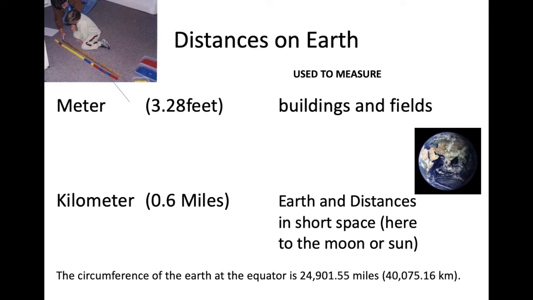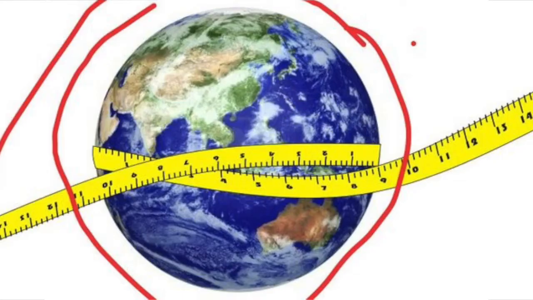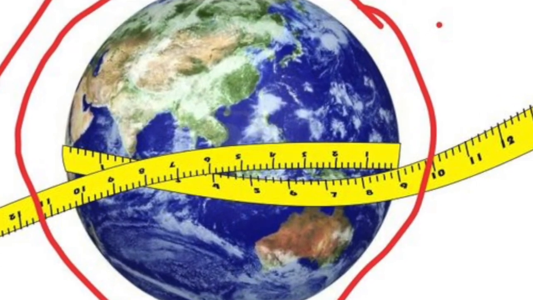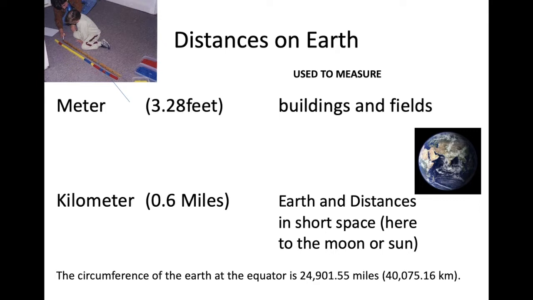We then bump up to kilometers, which is 0.6 of a mile, to measure shorter spaces on Earth and distance. So if you're talking about the circumference of the Earth, how far is it all the way around our planet? Well, that would be 40,000 kilometers. That's not too crazy of a number to interpret when you're talking about kilometers. It would be much different if we were measuring the distance around the Earth in something small like millimeters.